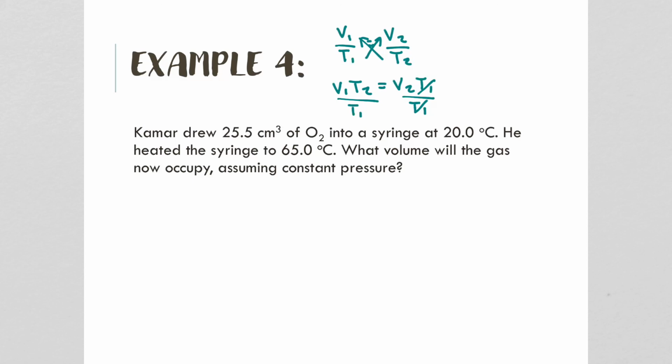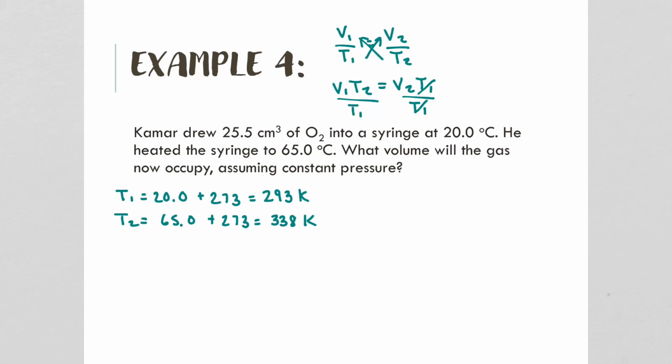But first we need to figure out our Kelvin temperature. So T1 is equal to 20 degrees plus 273 Kelvin, so that's going to be 293 Kelvin. And then our T2 is equal to 65 degrees plus 273. So that's equivalent to 338 Kelvin.